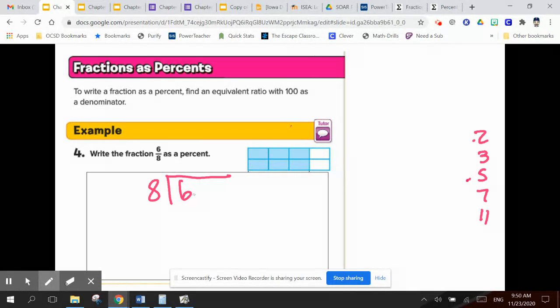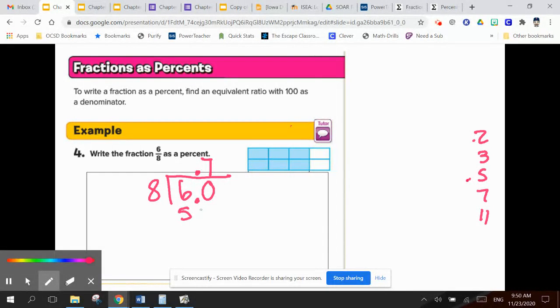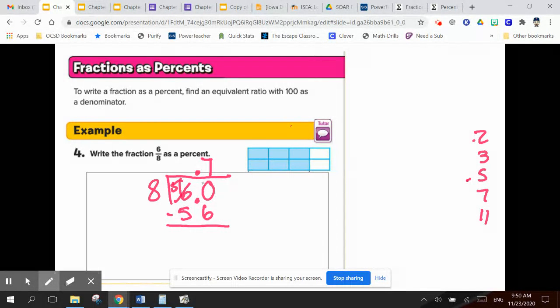8 does not go into 6, so I add a decimal, and I add a 0. Now I look at how many 8s go into 60. 8 goes into 60 7 times. 7 times 8 is 56. I subtract. I have to regroup because I cannot take 6 away from nothing. So I now have 10. 10 minus 6 is 4. 5 minus 5 is 0.